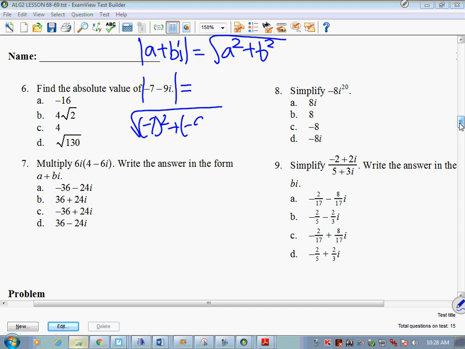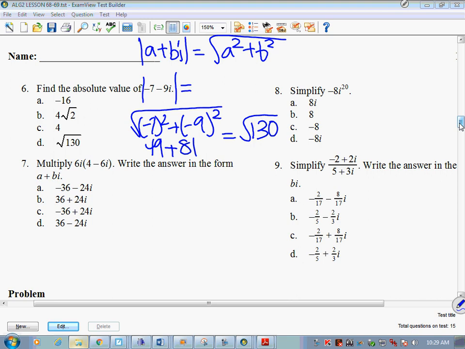plus negative 9 squared. All right, so negative 7 squared is what? 49, okay? And negative 9 squared is 81. Okay, so what is 49 plus 81? All right, so we're at square root of 130. And if we could reduce that, we would.